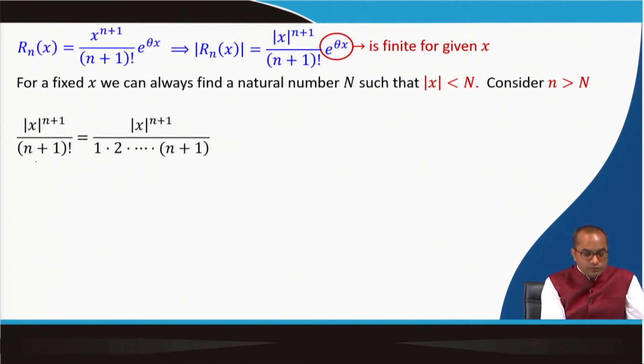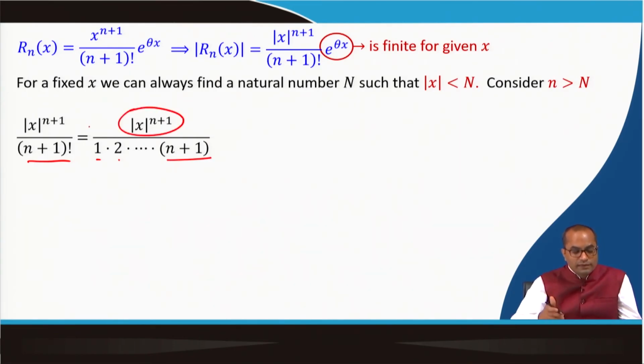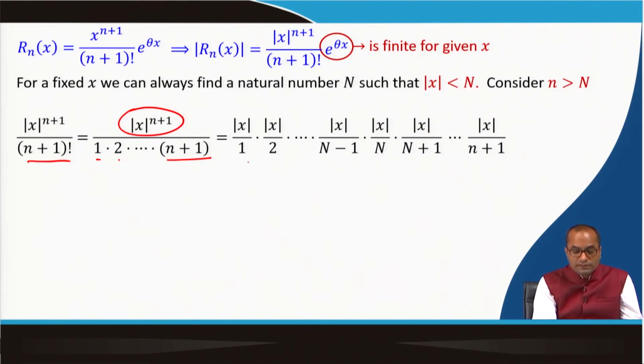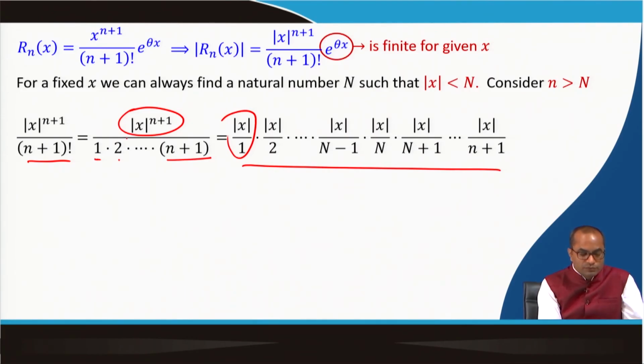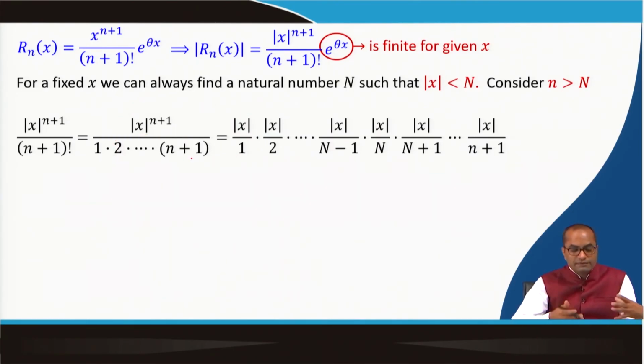So here the factorial (n+1)! is 1, 2 and so on up to n+1, and in the numerator we have the absolute value of x to the power n+1, and then we break it into the product. So we have the absolute value of x divided by 1, then the absolute value of x divided by 2. So we have n+1 terms there, and here also in the denominator we have n+1 terms.